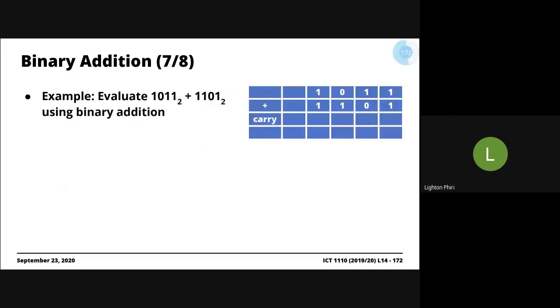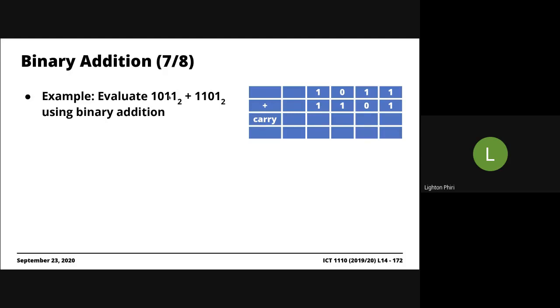So let's play around with a few examples and see if we can reinforce this. Hopefully this is going to make sense. Let's say we are adding 1 0 1 1 and 1 1 0 1. Effectively, what we're adding here is 1 plus 2 plus 8, which is 11. 1's place, 2's place, 4's place, 8's place: 8 plus 2 is 10, plus 1 is 11. And then we're adding 1 plus 4 plus 8, which is 13. So we're adding 13 and 11 here. The answer should be 24, right?